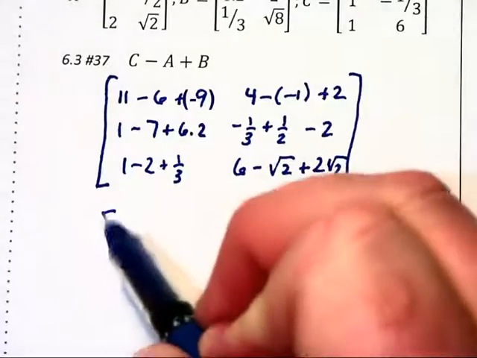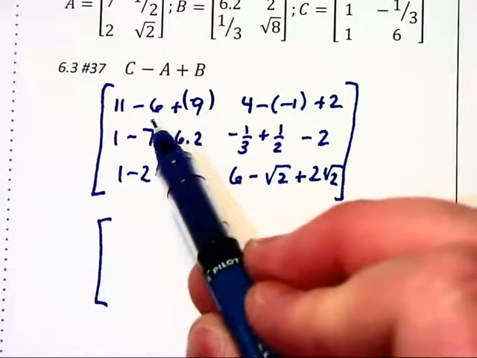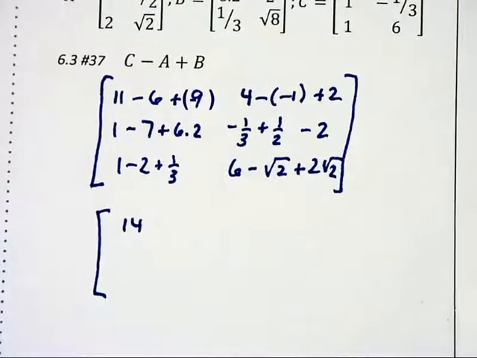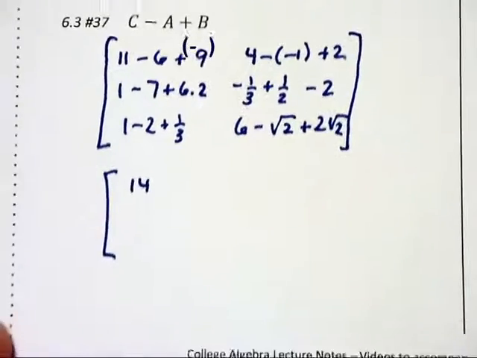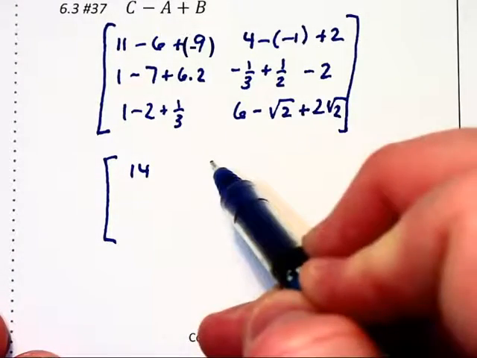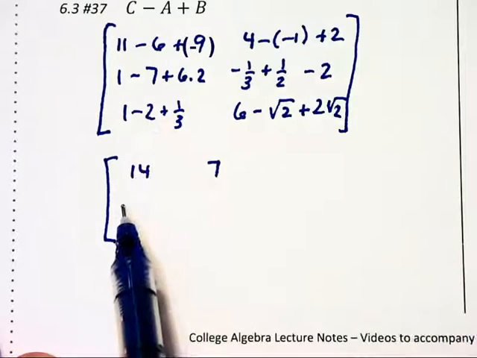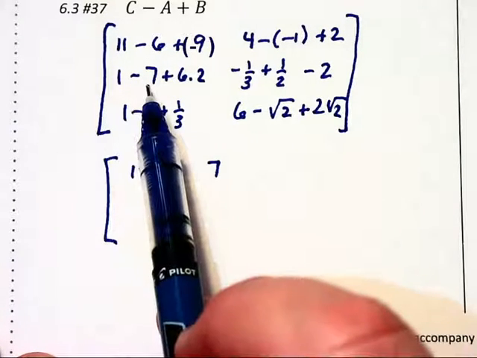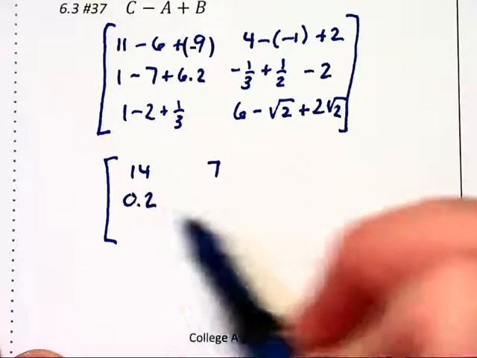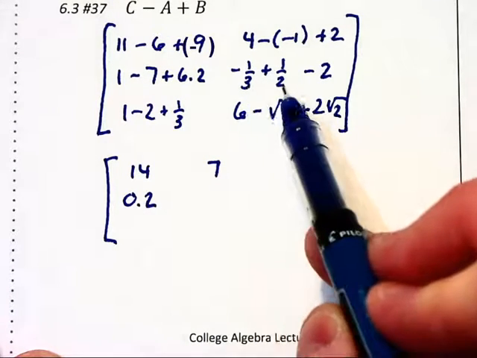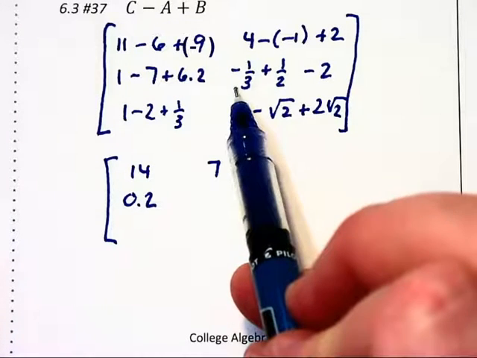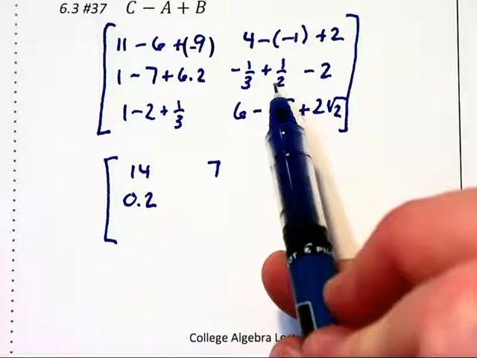So in the top left corner, 11 minus 6, that's 5, plus 9 is 14. The top right, 4 plus 1, that's 5, plus 2 makes 7. Second row first column, 1 minus 7, that's negative 6, plus 6.2 gives us 0.2. Negative a third plus 1/2. We need a common denominator of 6. Negative 2/6 plus 3/6 is 1/6.